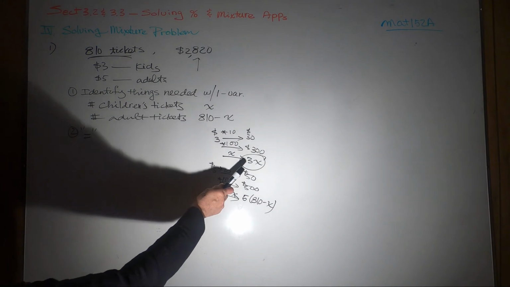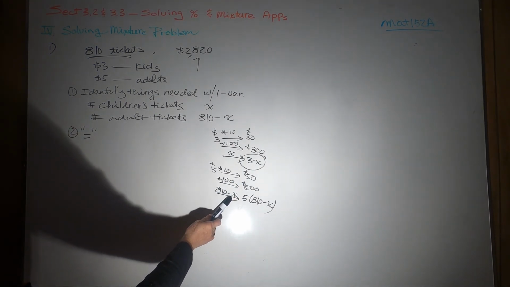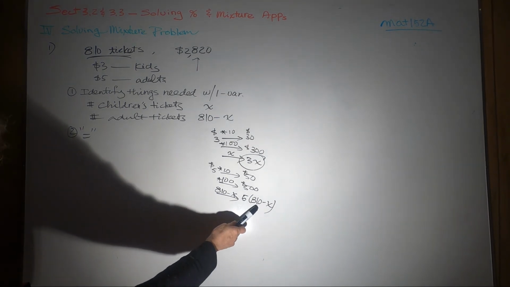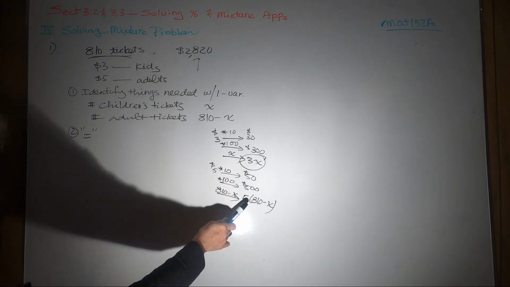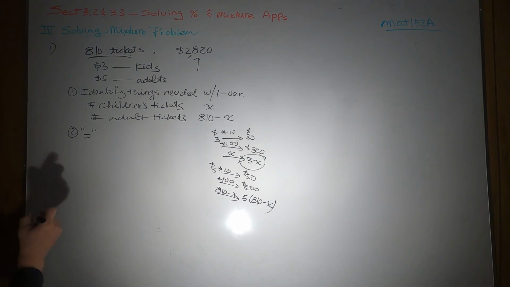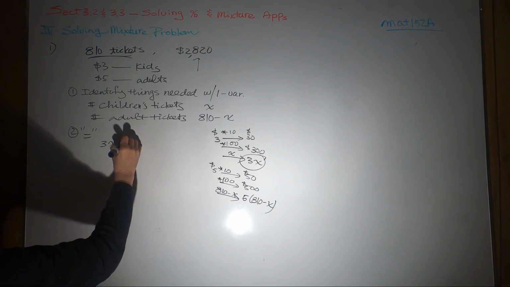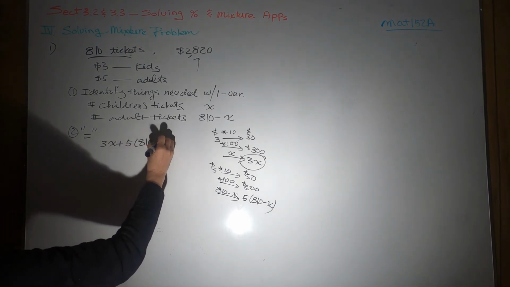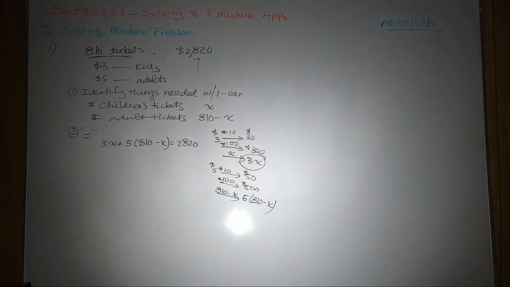So for X children, you get 3X. For 810 minus X adults, you should get this. Then how much total you should get? 2,820, right? That means from the children and from the adults. That's the total. So how do you write your equation? So you should write 3X plus 5 times 810 minus X. You should get what? 2820. Is that right?